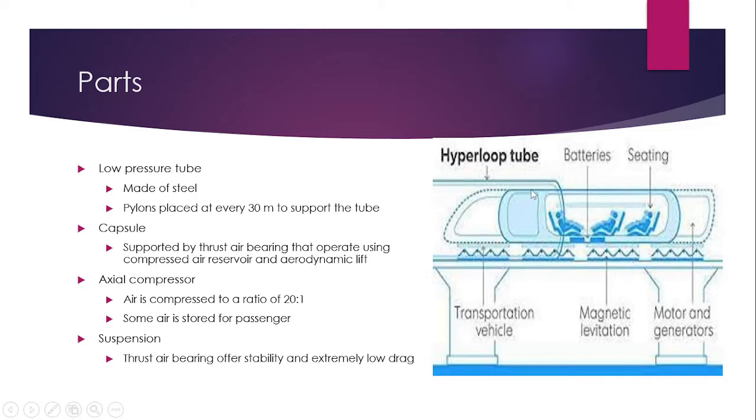This capsule is supported by air bearings, also by aerodynamic lift. This air is compressed by an axial compressor at a ratio of 20:1. Since this tube is a closed tube, air will be needed for the passengers. So this axial compressor will supply the necessary air for the passengers.